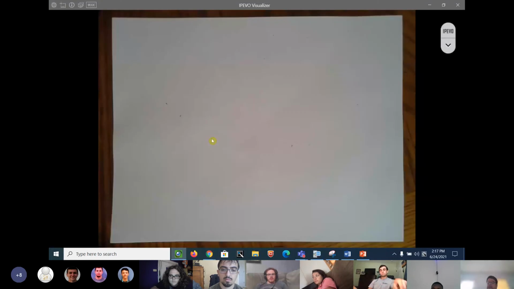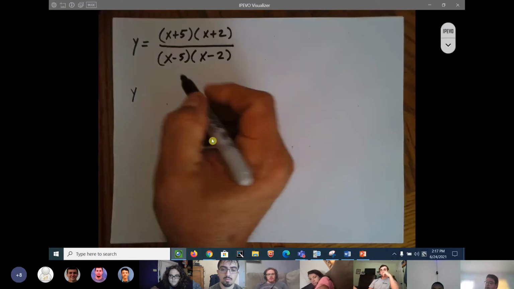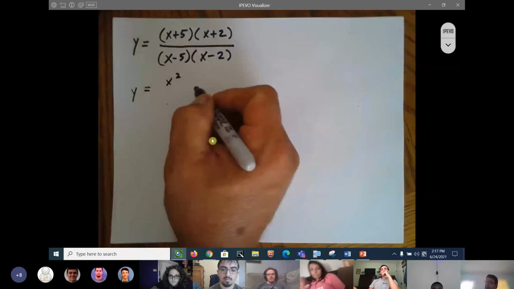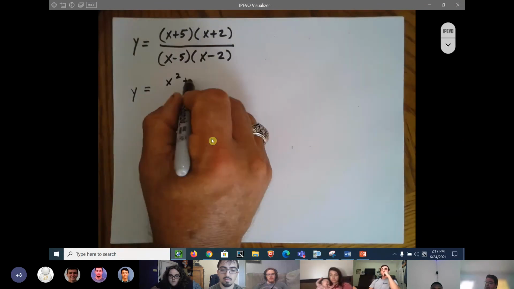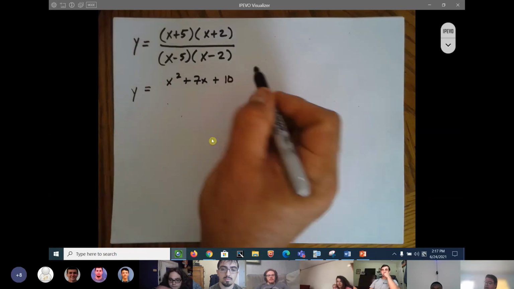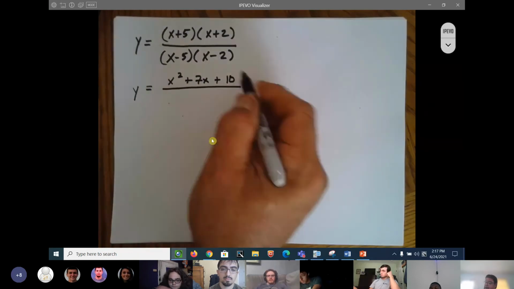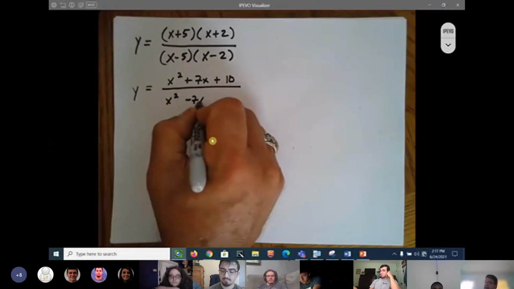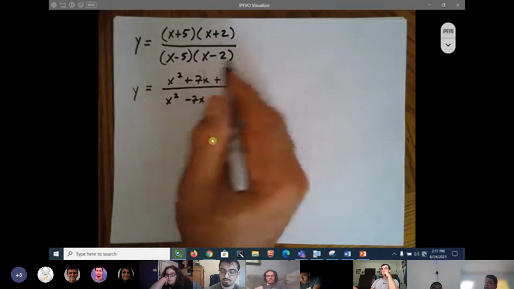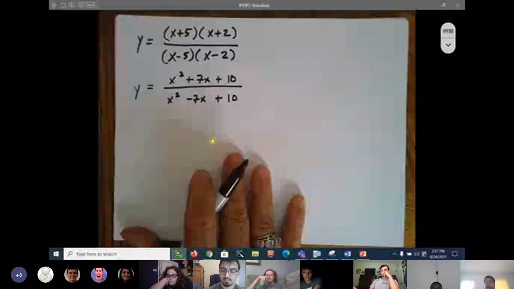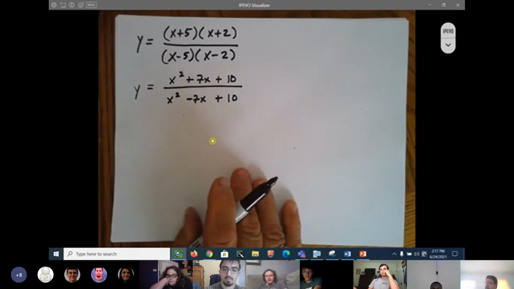That's going to give me y is equal to x squared plus 7x plus 10 over x squared minus 7x plus 10. Y'all check me on that. I think those are correct. And now I'm going to use the quotient rule.